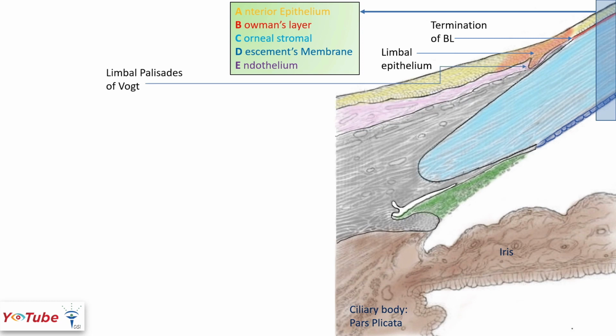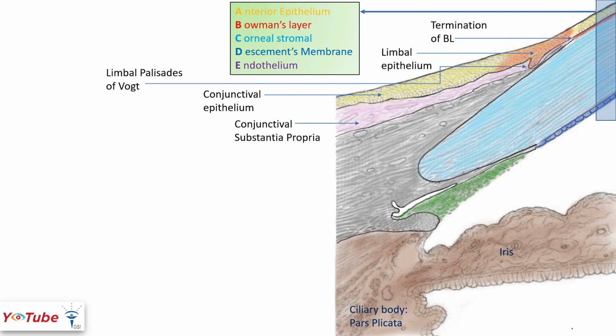Now the limbal epithelium continues for about 0.5 millimeter and then converts into the conjunctival epithelium. Also, the subconjunctival connective tissue or substantia propria starts where the termination of the Bowman's layer is and continues below the conjunctival epithelium. Let's go to a lower level, the corneal stroma, in this diagram shown in light blue.